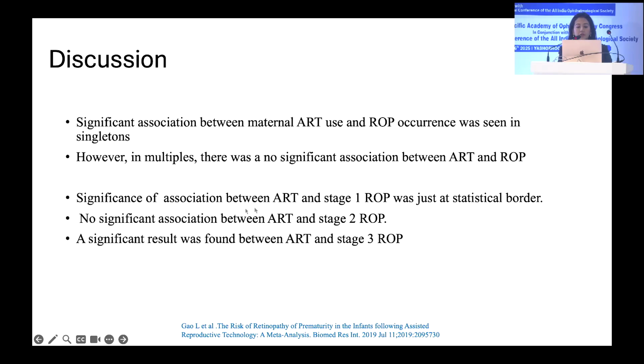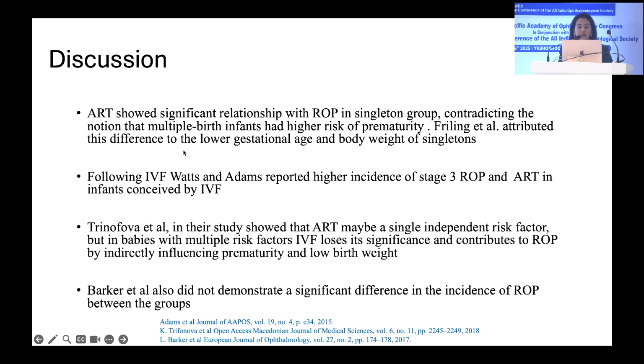The association between ART and stage 1 ROP was just at the statistical border. Stage 2 didn't show any association, and stage 3 did show a significant association between ART and stage 3 ROP. Now, ART could show a significant association with ROP in the singleton group, basically indicating the notion that multiple births have a higher risk of ROP.